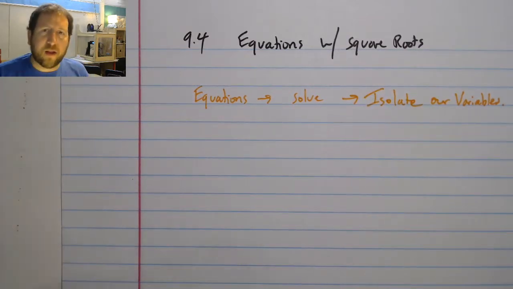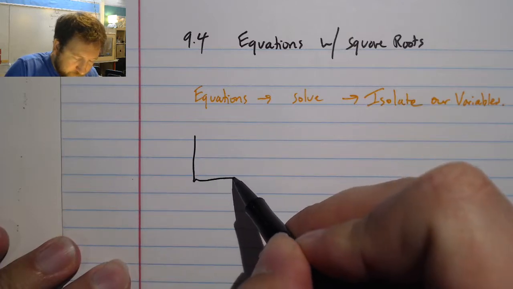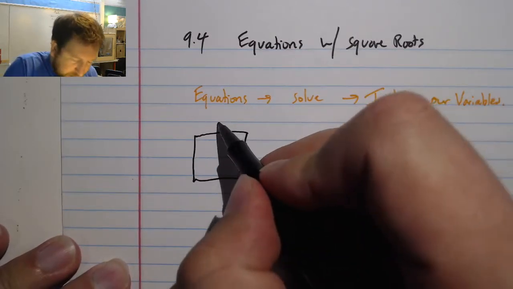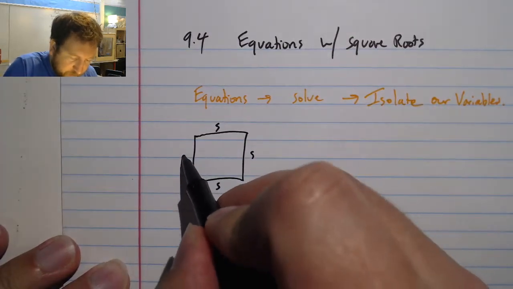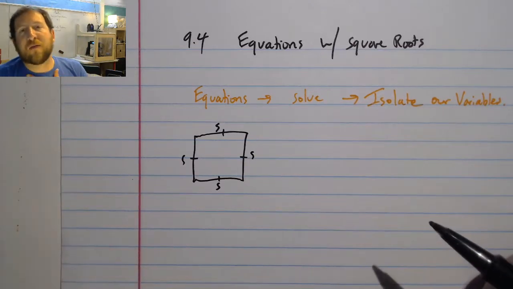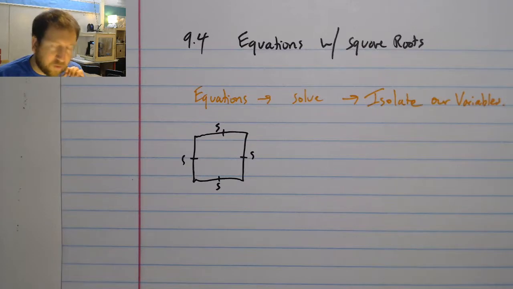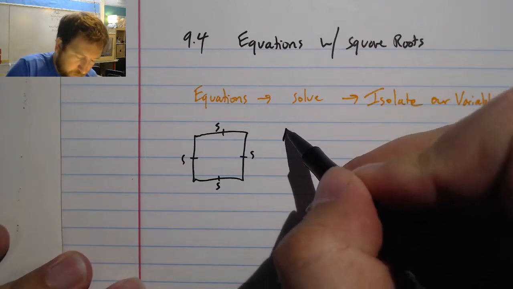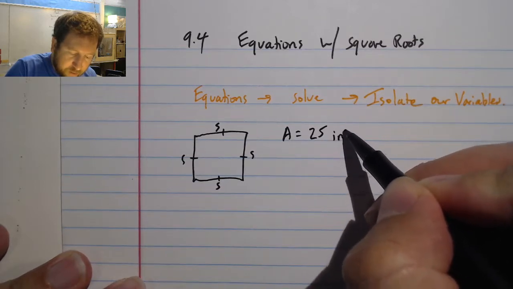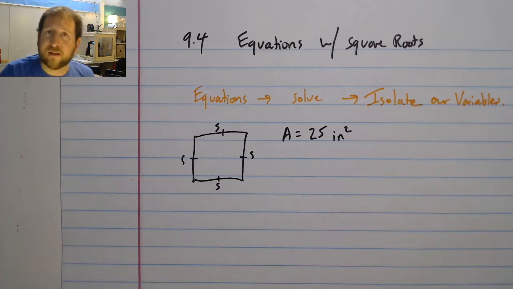Well, looking at that square again, say I have a square, and I know that all of my sides are the same, because in order for it to be a square, every side needs to be equal. But instead of knowing the sides, I only know the total area. In this case, the area is 25 square inches. And I could ask myself, what is the side length?